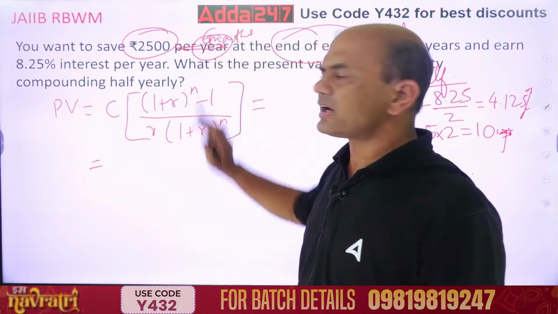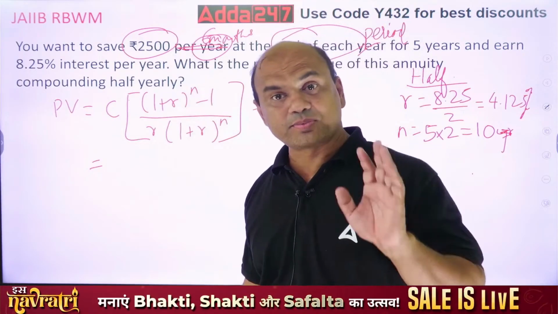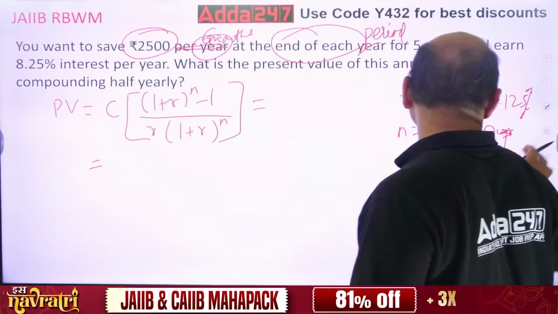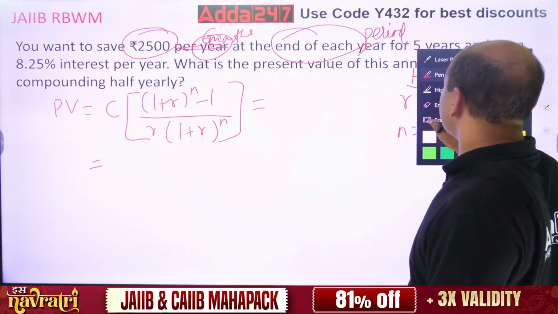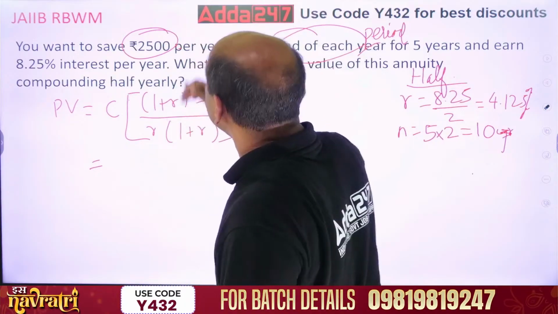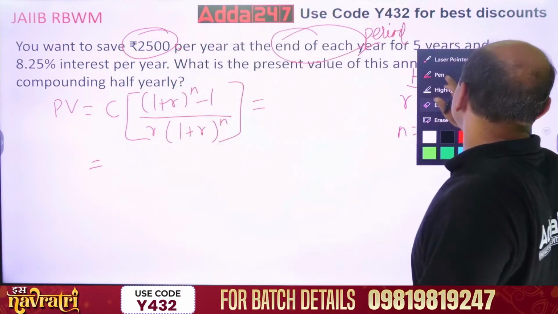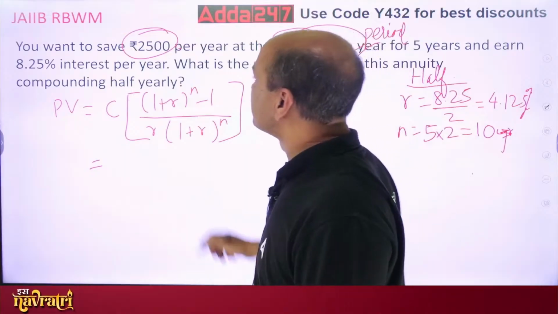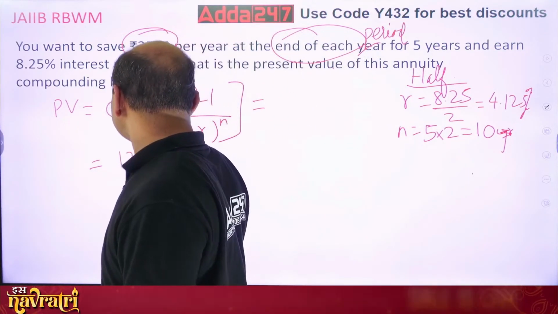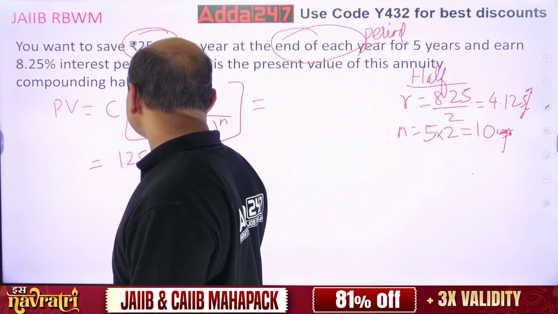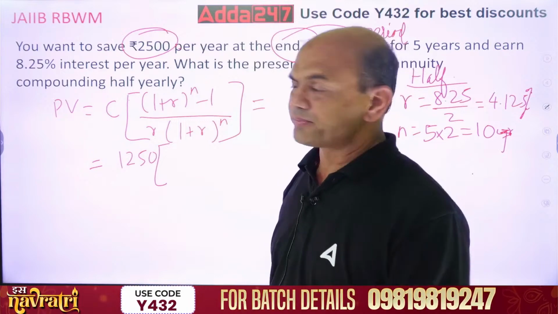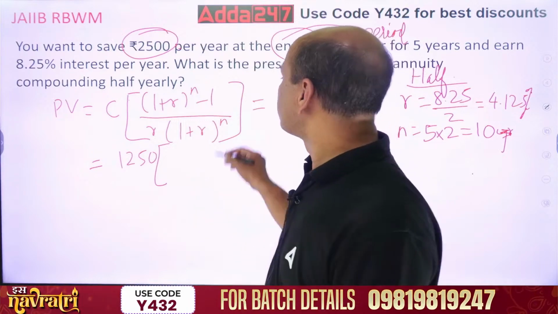So directly take 2500. Or let's take whatever the question is, okay? If it is given per year, in this case, what will you do? You will divide this by half. So 1250. Every 6 months I am investing 1250. Per year I have to invest 2500.